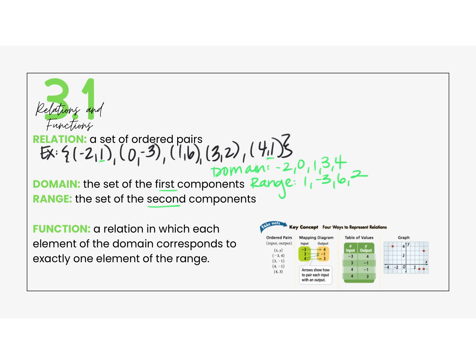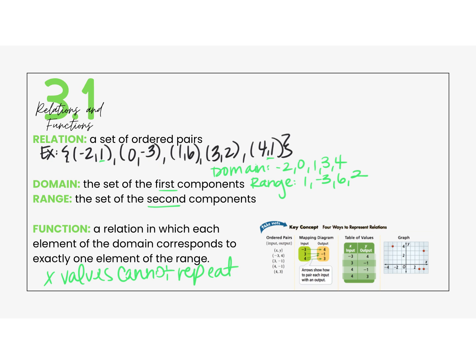Okay, so the difference between a relation and a function has to be where each element in the domain corresponds to exactly one element in the range. So the x values cannot repeat.